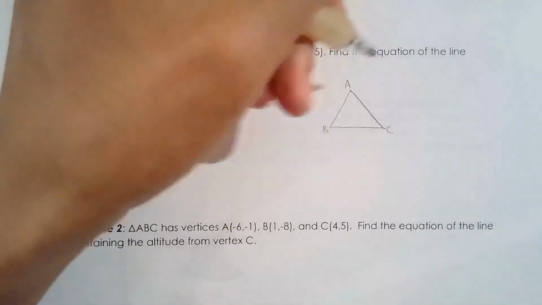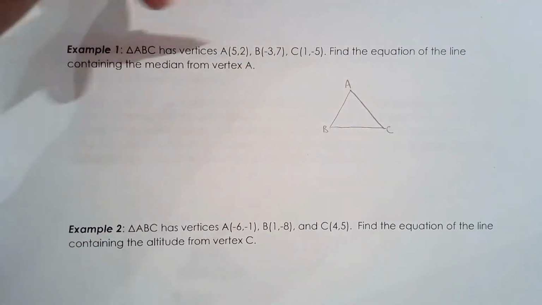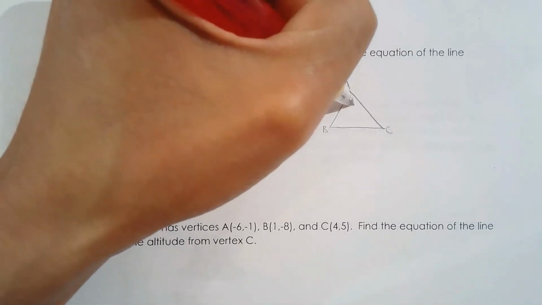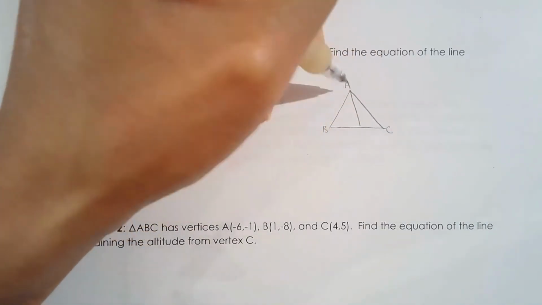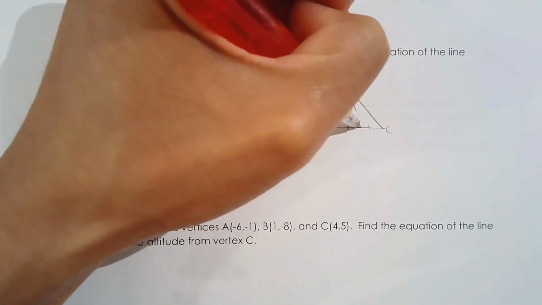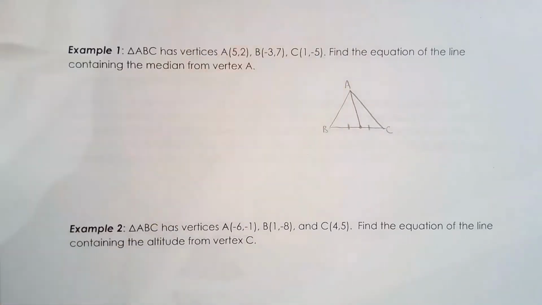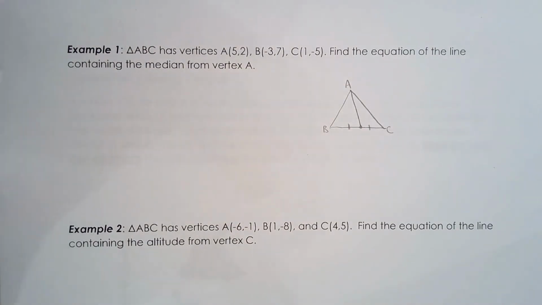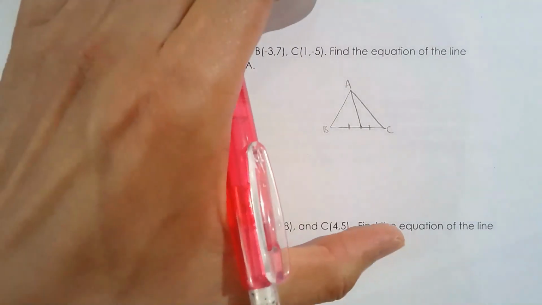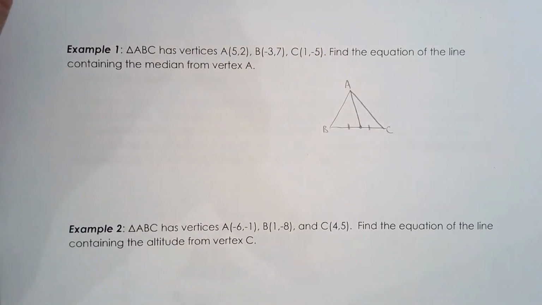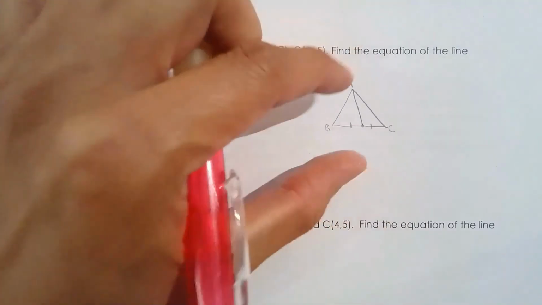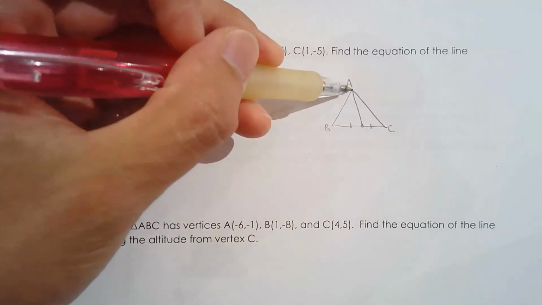We want to draw the median from vertex A. So remember, median from vertex A means you start from vertex A and you join the midpoint of the opposite side, which is BC. So how do you find the equation of the line that contains the median from vertex A? Well, we actually need something from the previous unit. So let's think about it. To find the equation of a line, I need 2 points. Well, I have 1 point.